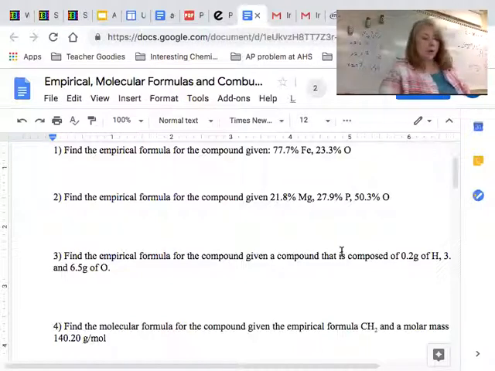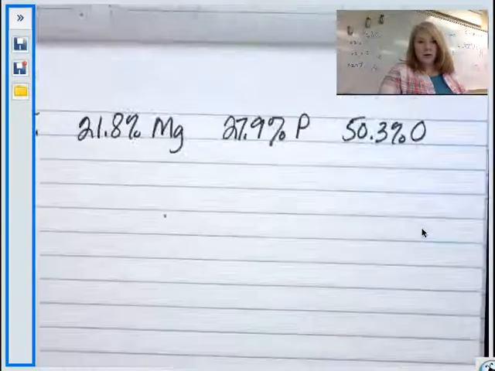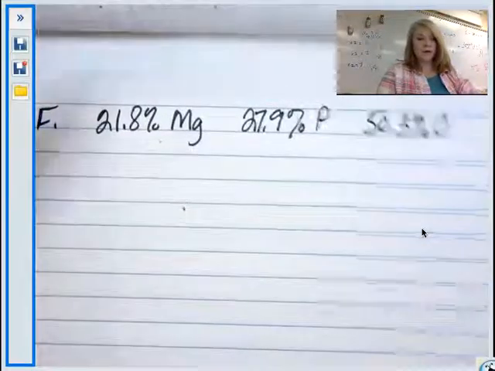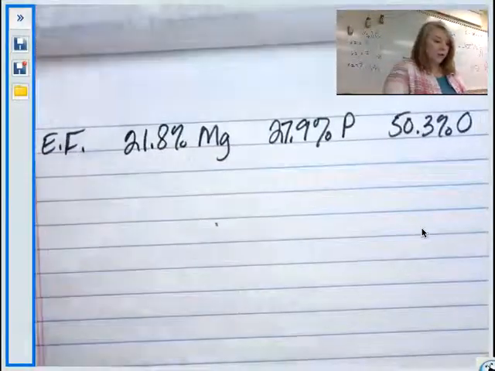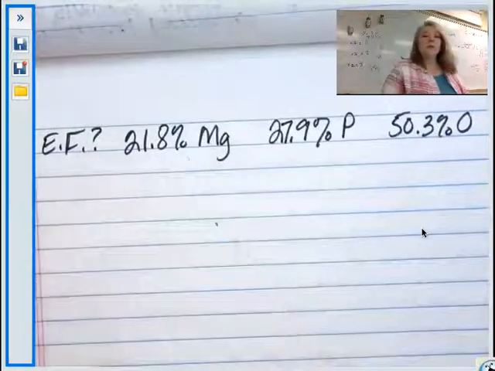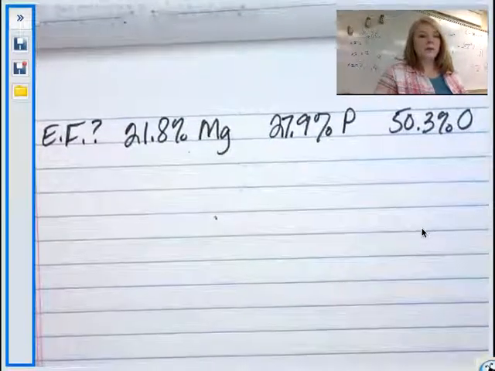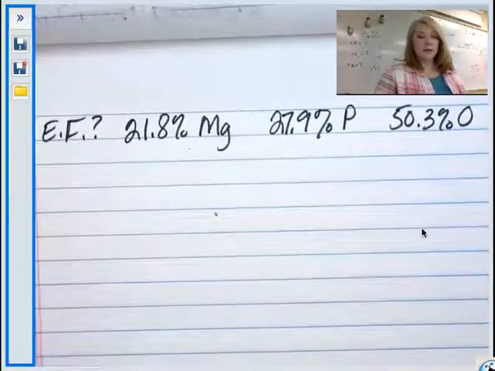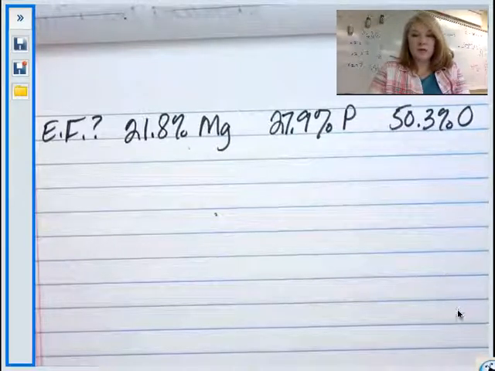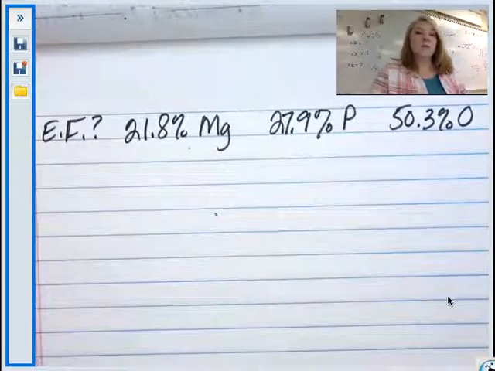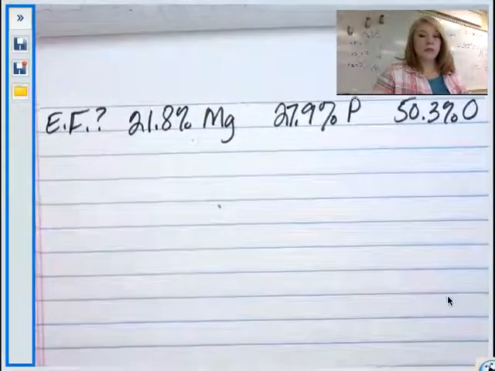Okay, so our job is to come up with the empirical formula for this compound. This is what we know, okay? So we're looking for the empirical formula, which we don't know, and we've got the compound is made up of 21.8% magnesium, 27.9% phosphorus, and 50.3% oxygen. That's what we do know.